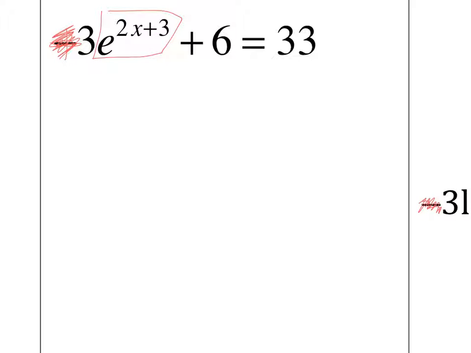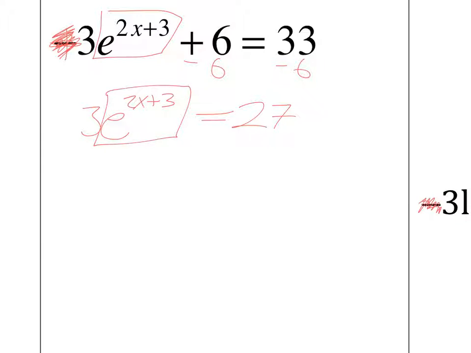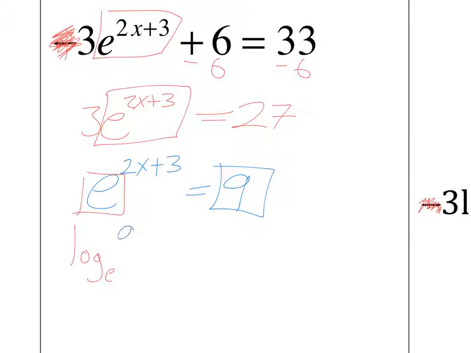So we're going to have minus 6 on both sides, 3e to the 2x plus 3. And again, I'm going to put a box around that just so I remember to keep that and aim for having that by itself. And that's equal to 27. Dividing by 3, we get e to the 2x plus 3 is equal to 9. And now that I've got this by itself, I'm going to convert this to log form. Here's my base. This is log base e. Here's my answer. That goes on the inside. And my exponent goes on the other side, equals 2x plus 3.